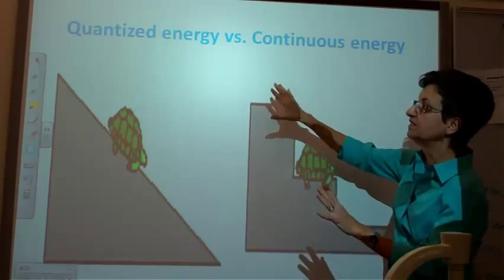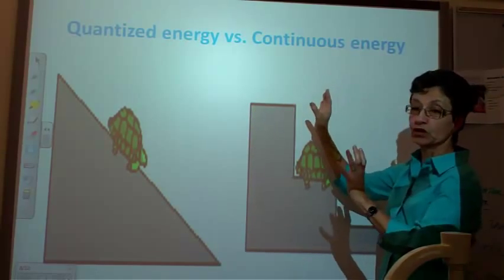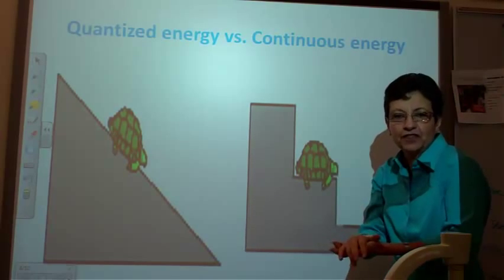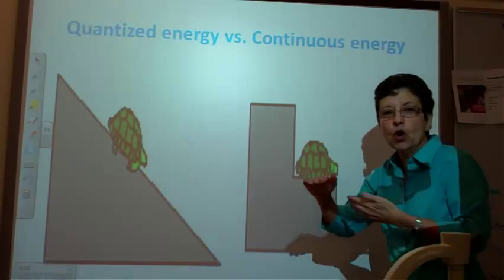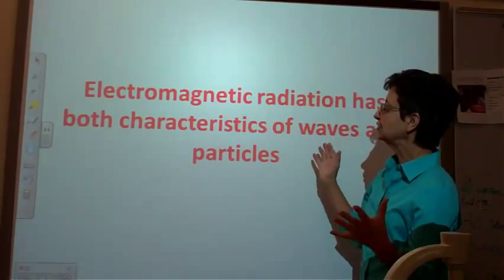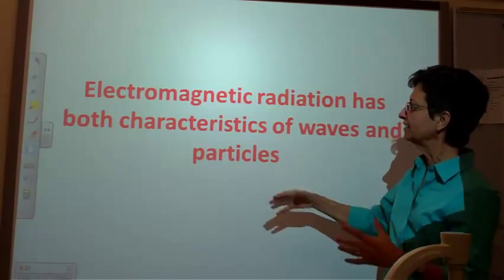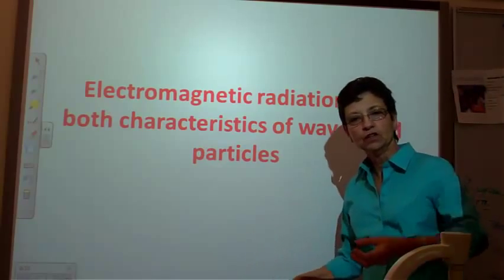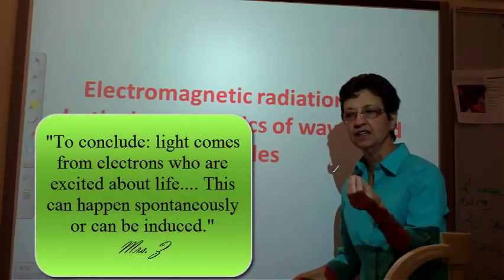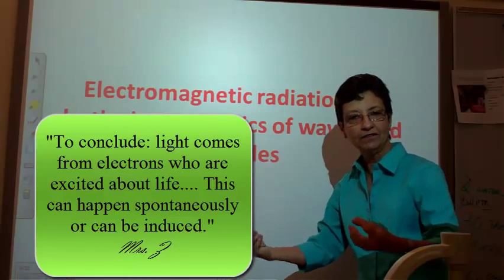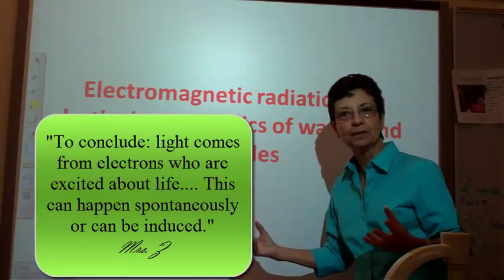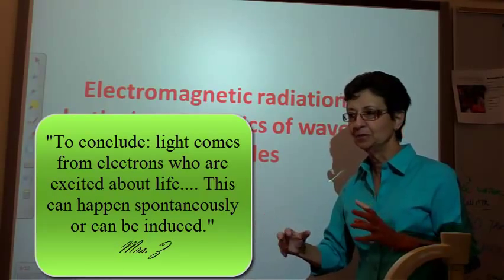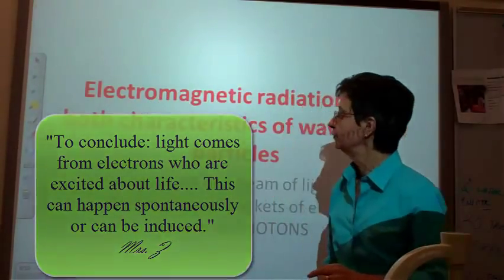So when we say that energy is quantized, what we're talking about is that the energy is a specific amount of energy. No in-between energies here. Electromagnetic radiation, then, to summarize, has both characteristics of waves and particles. So that's why we have discussed the energy, the wavelengths, the relationship to light. In class, we're going to see some applications of energy.